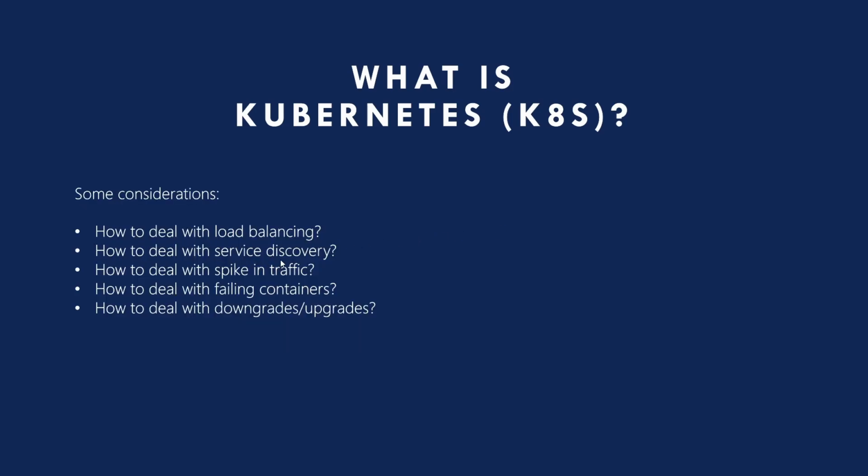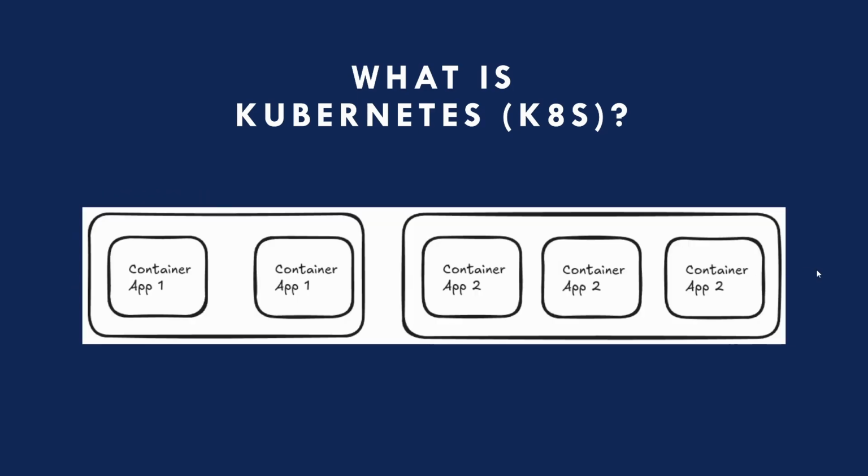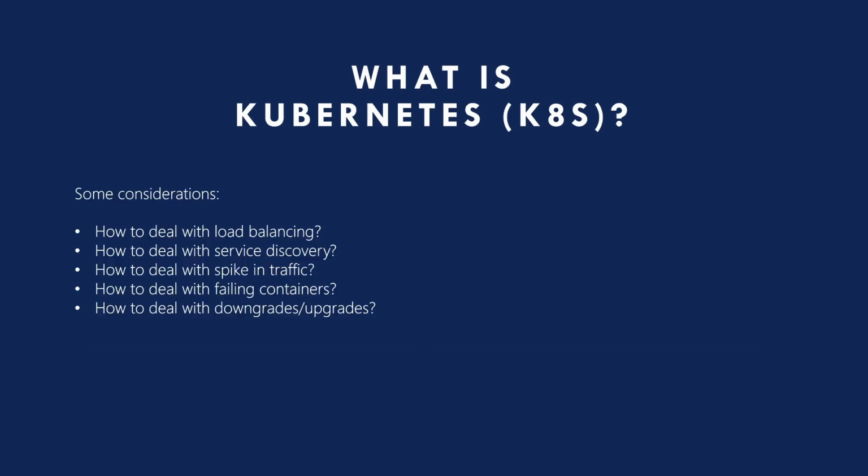Also, how can you deal with service discovery? Let's assume that tomorrow someone just starts a new container of app 2. How can I route traffic to that container? Even if I solve the load balancing issue, I still need this new container to be visible to the other ones. So service discovery needs to be in place, right?